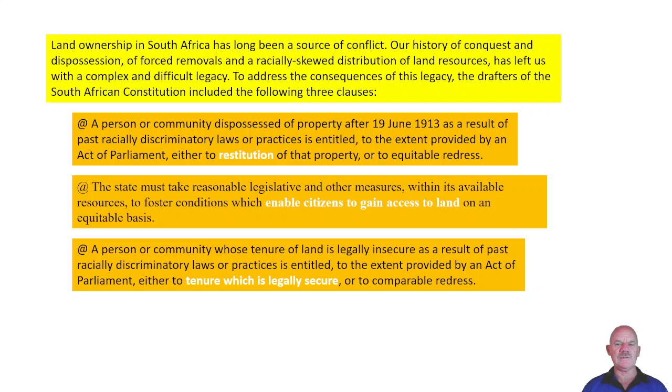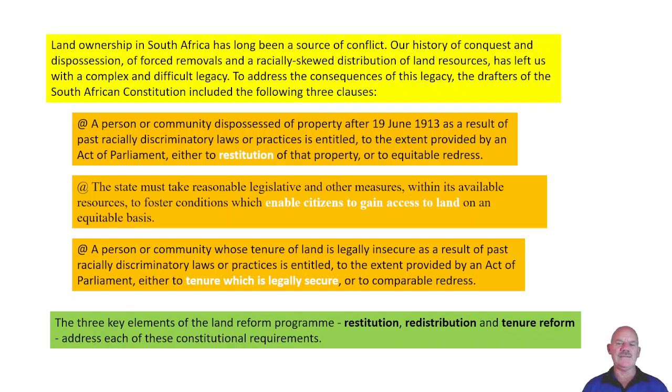The third clause in the Constitution says that a person or community whose tenure of land is legally insecure as a result of past racially discriminatory laws or practices is entitled, to the extent provided by an Act of Parliament, so this is in the same Act, the Land Reform Act, either to tenure which is legally secure or to comparable redress. This is about land in the rural areas. People don't have the papers for their land that they live on, or that their families have lived on for long periods of time. So the government should make sure that people get legal tenure of the land. So the three clauses in the Constitution are about restitution, redistribution, and tenure.